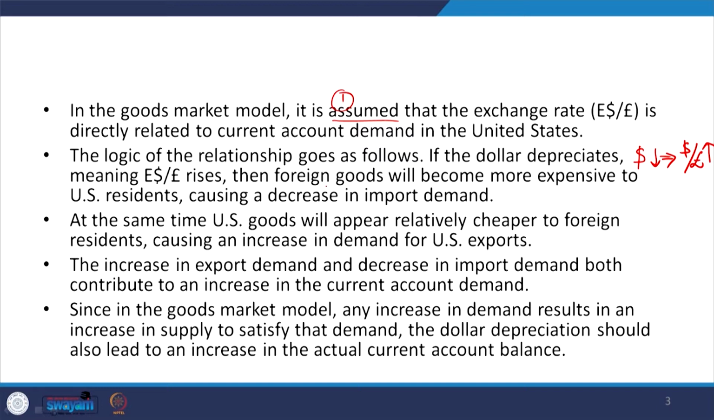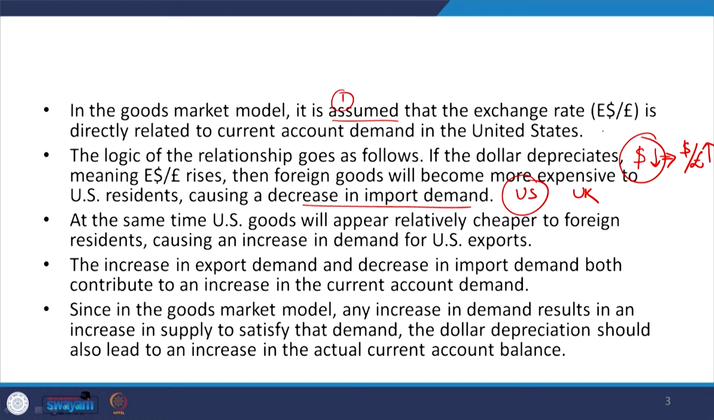So, since foreign goods become more expensive to the US residents, since here the concerned domestic country is US and the foreign country is UK. Okay. So, now in the US the goods are becoming expensive. So, that may cause an increase in the demand for US exports, not imports. Okay. So, exports will rise and import demand will fall, because now while importing from another country, the value of import actually is becoming higher because the dollar has depreciated.